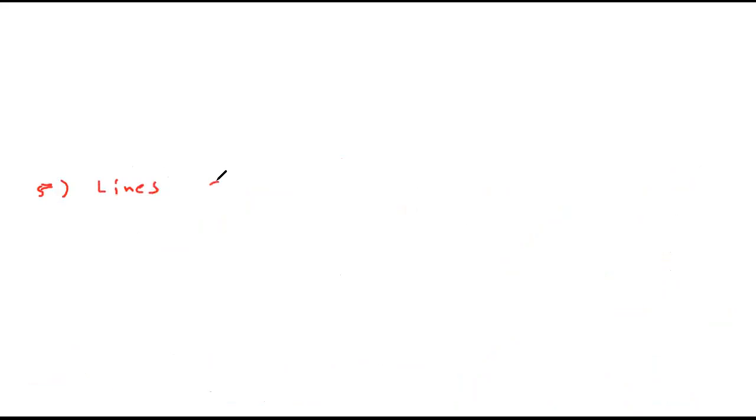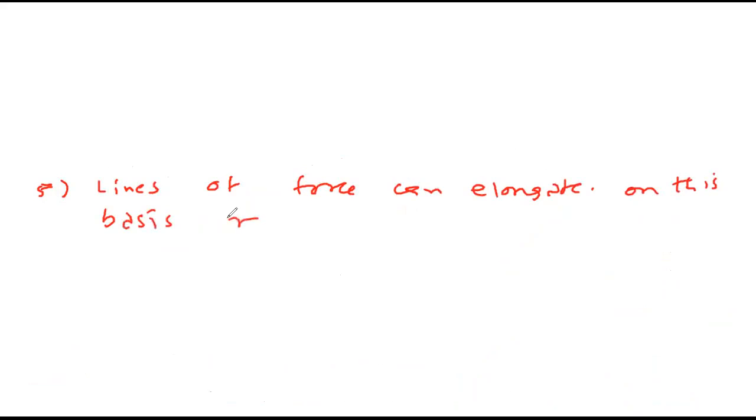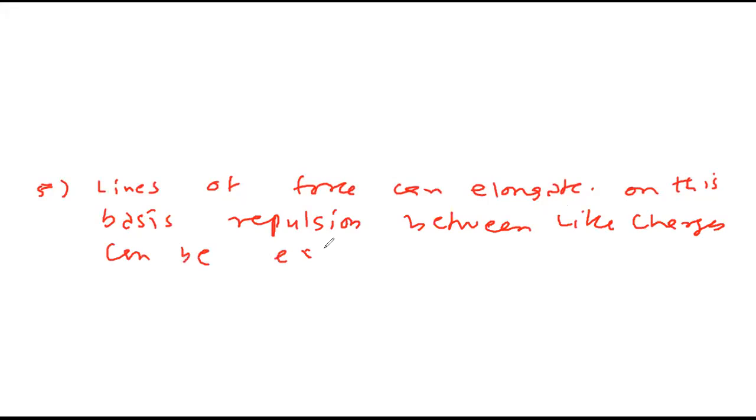ये simple है to understand. Lines of force can elongate. On this basis, repulsion between like charges can be explained. Like charges they repel, इसका मतलब बीच का line of force has elongated.